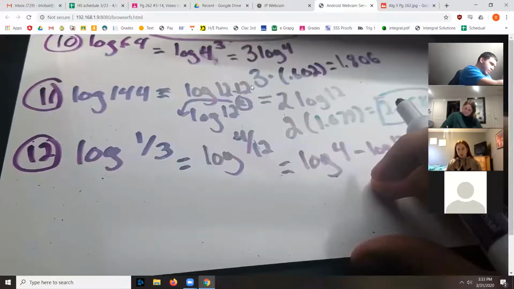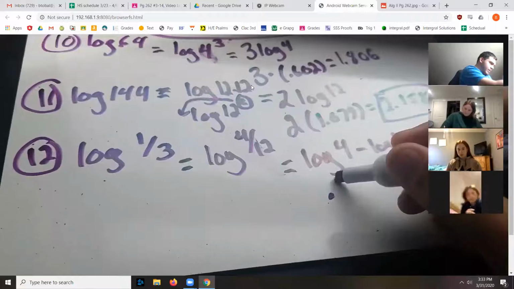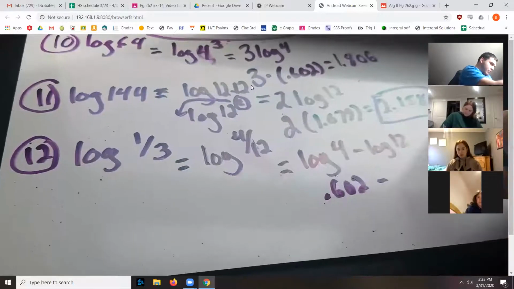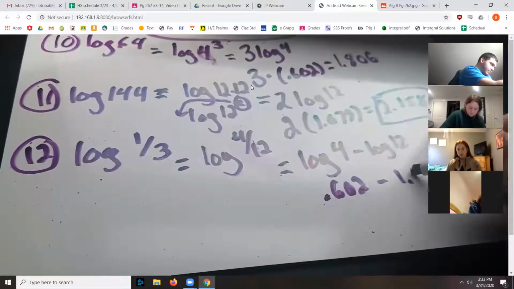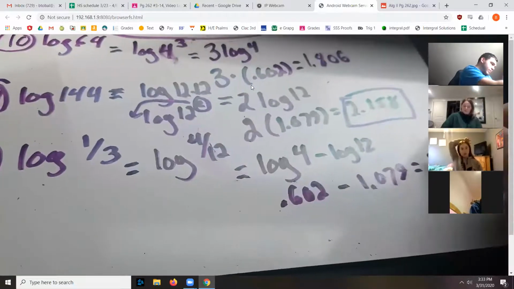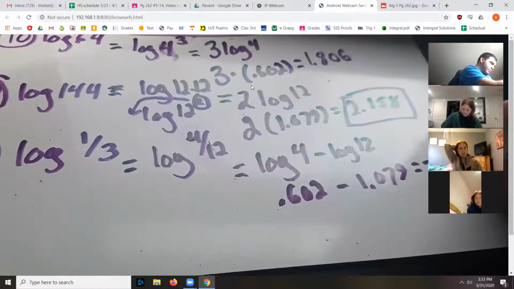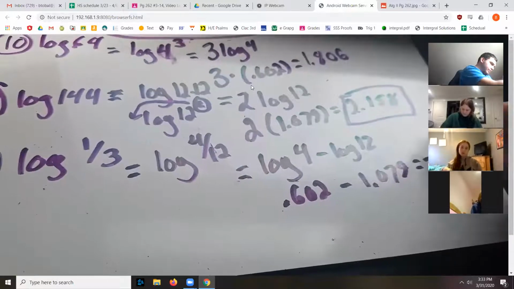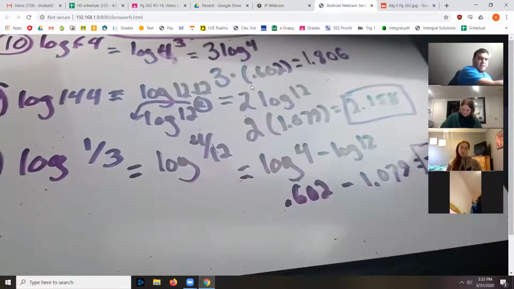Log 4 is 0.602 minus 1.079. Negative 0.477. Good, negative 0.477. And it's okay if your result is a negative number.